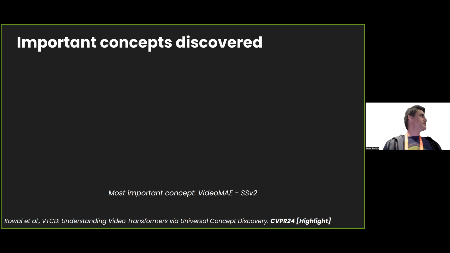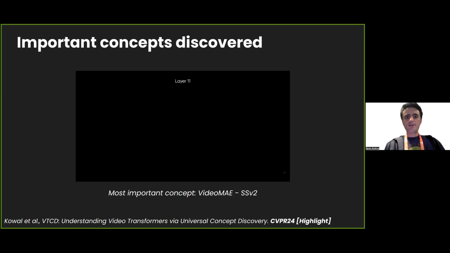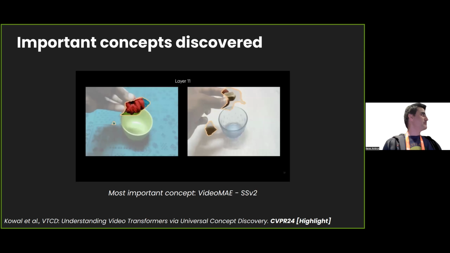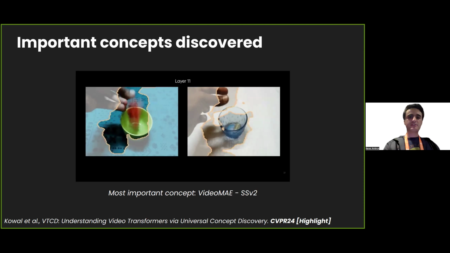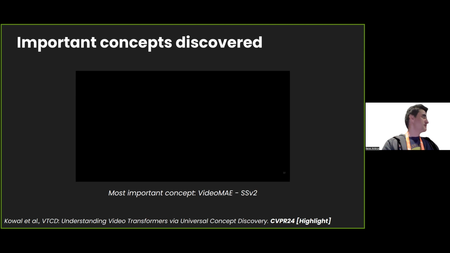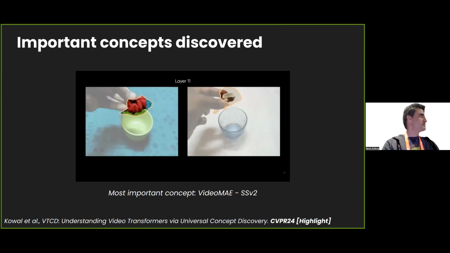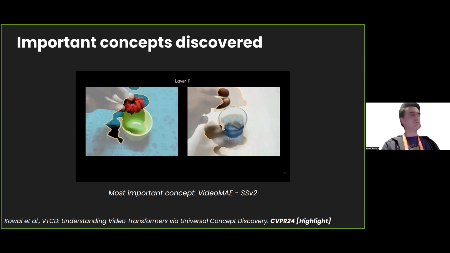We also looked at a different video transformer model. We looked at the supervised video MAE model, which is trained for action recognition. This is trained on the Something-Something v2 dataset for the class of dropping something into something else. We found the most important concept at layer 11. It basically captures the object being dropped until the drop occurs, and then it captures the object in the container.